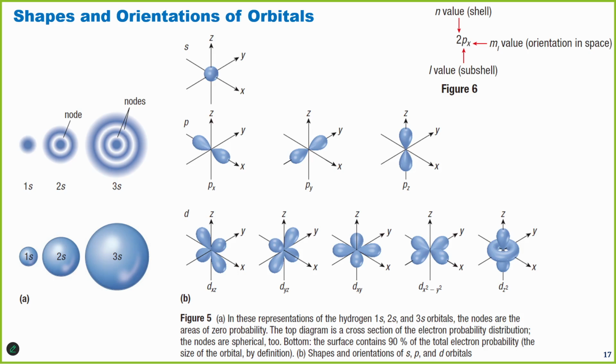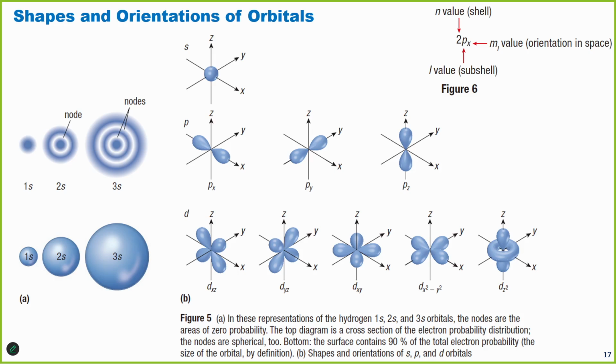Okay, next let's have a look at the shapes and orientations of the orbitals. We have learned that orbitals represent electron probability distribution, and that each orbital has a unique probability distribution, shape, and orientation, right? Note that the 2s and 3s orbitals contain areas of high probability separated by areas of zero probability, which is shown here in figure 5a on the top. These areas of zero probability are called nodes.